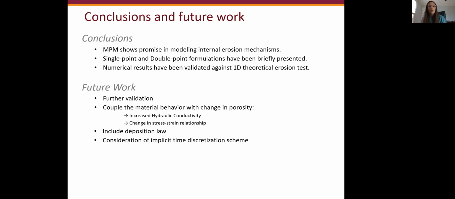We also want to couple this behavior with changes in porosity, such as in hydraulic conductivity and stress-strain relationships. We want to include the deposition law as well. We can do that similarly to the erosion law. And then for computational purposes, we will have to consider some implicit time discretization scheme to optimize the computational time.